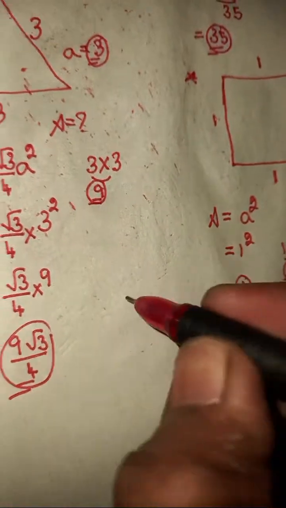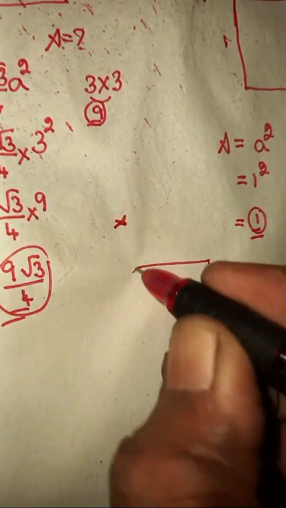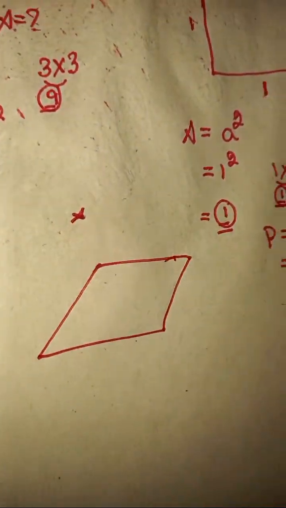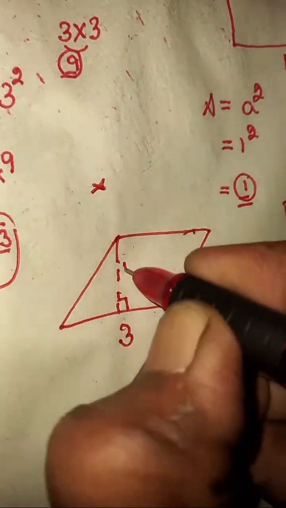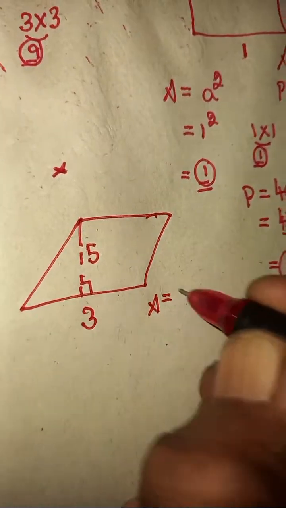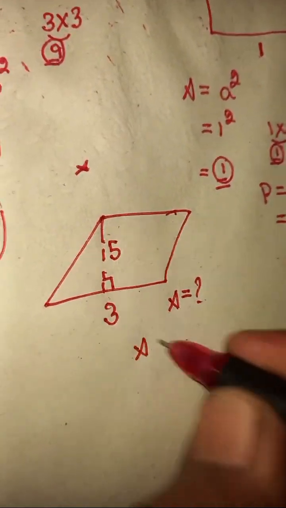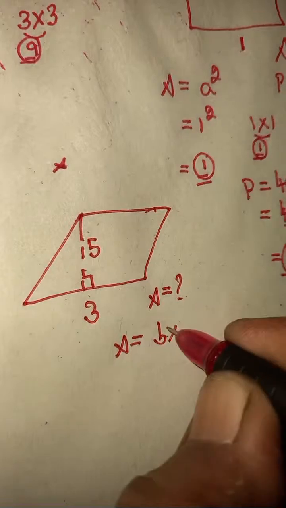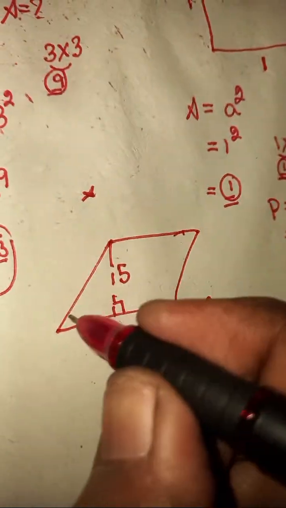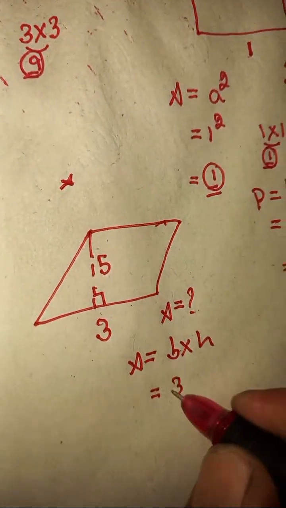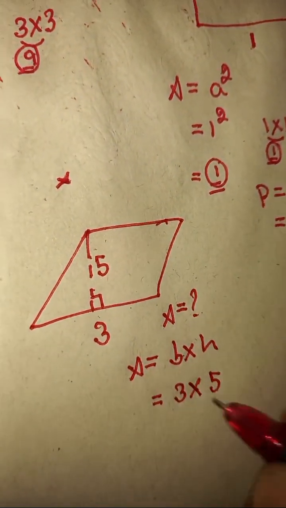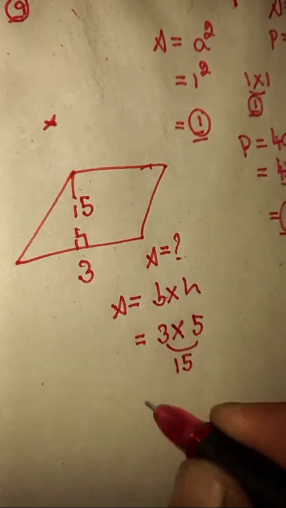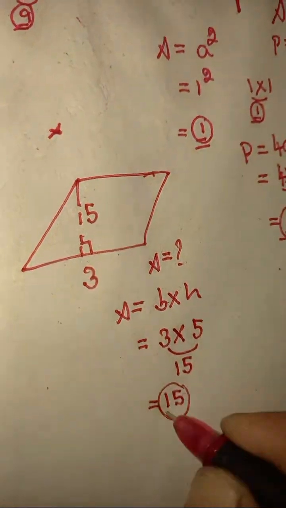Now I take another one. Here I take this one, that is a parallelogram. In the parallelogram, they are giving the base as 3 units and the perpendicular height as 5 units. Find out the area. Area of a parallelogram is base times perpendicular height. This is the base, which is 3 units, times this is the perpendicular height, which is 5 units. 3 times 5 is 15, so it is 15 square units.